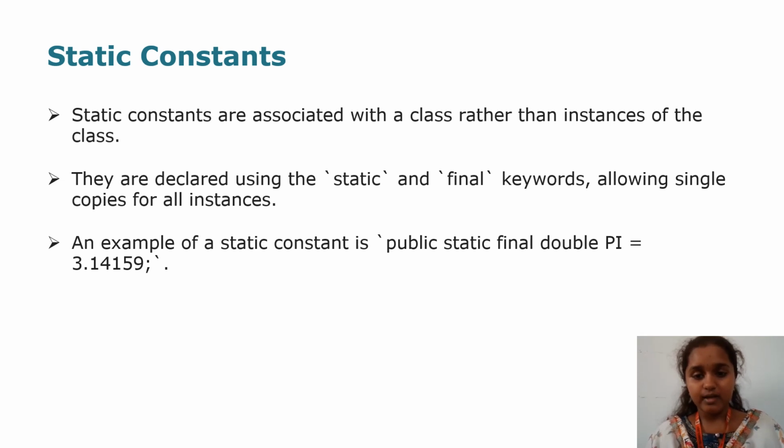Here we can see public static final. Final means it is a constant. Double means the data type, and PI is the name. Moving to the next slide.